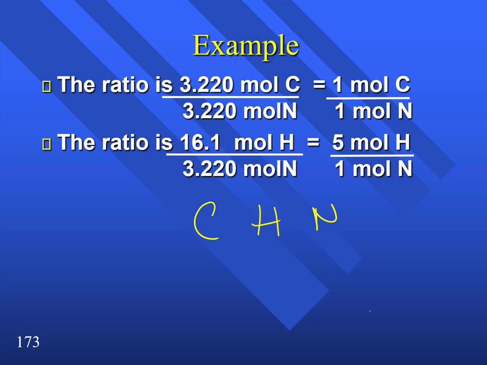So what numbers do we write? Well, what's the number next to carbon? 1. What's the number next to hydrogen? 5. And what's the number next to nitrogen? 1. That's the formula. If you took this and found the percentages along the way, it would match up with the percentages you started with. This would be 38.67% carbon.